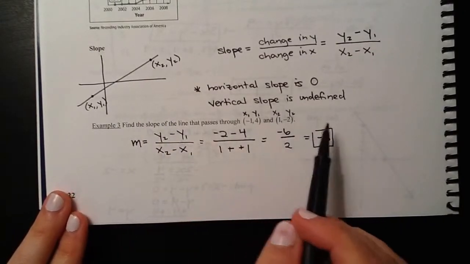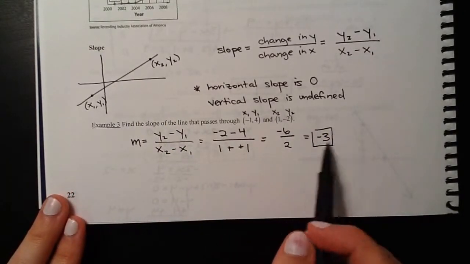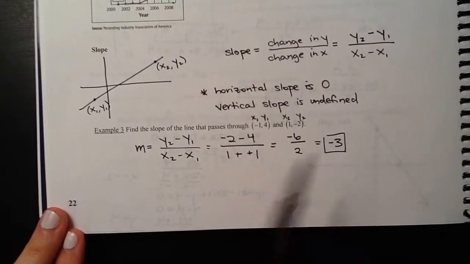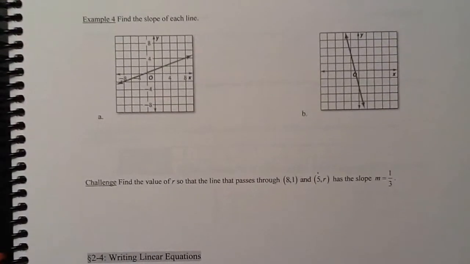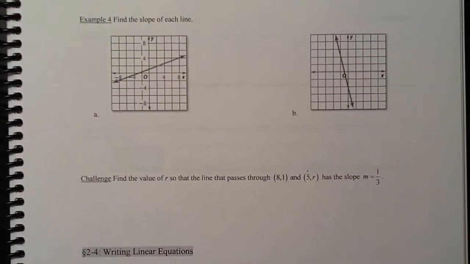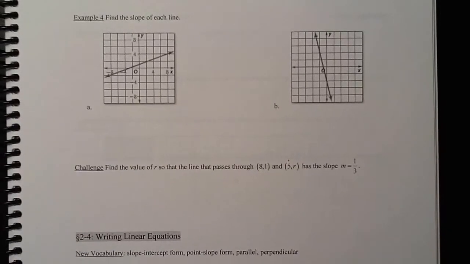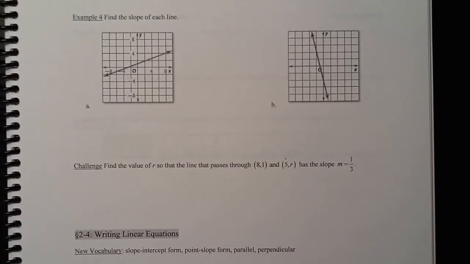It means every time my x value goes up 1, my y value goes down 3. That's what that slope means. Okay, let's look at some based off of graphs with example 4. Basically we're dealing with the same thing, but instead of having 2 ordered pairs, we just have a graph in front of us, so we have to figure out where the ordered pairs are.